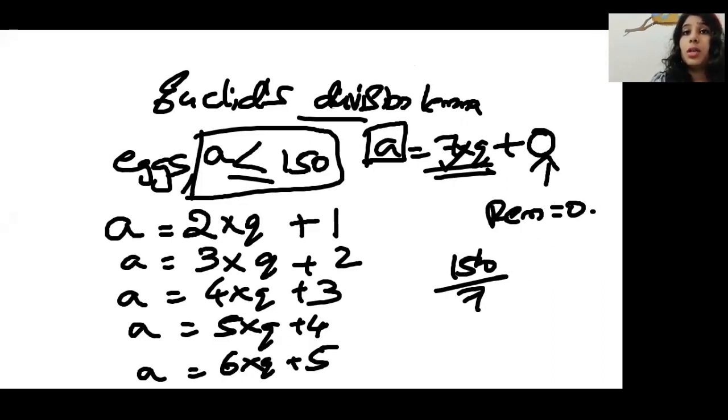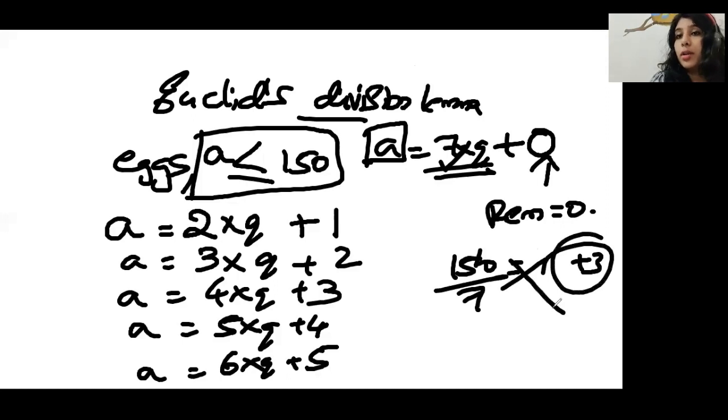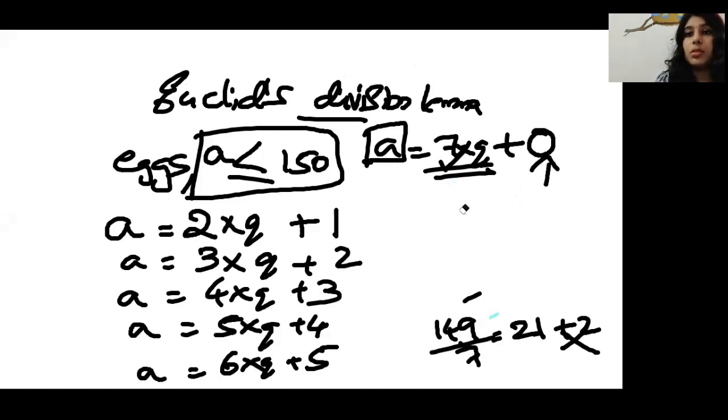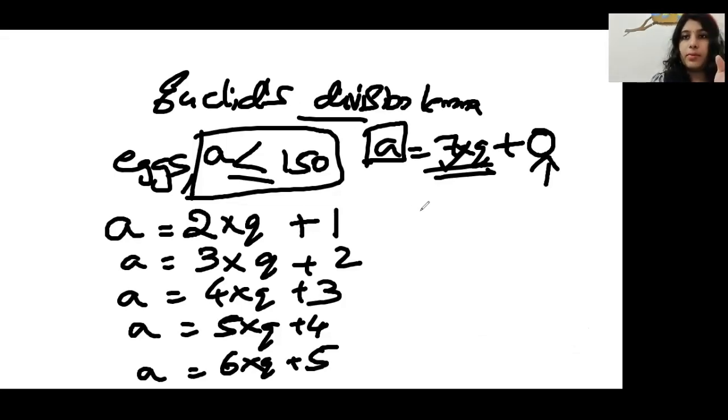150, if I am dividing with 7, what will happen? Plus 3 only, the remainder is 3. So we cannot deal with that. So we will take 149 and check. 149, if I am taking, what will happen? 2, then 1, but again 2 is remaining. I cannot take it. So we have to go on with several numbers and find the value. For the calculation purpose, I'm rubbing this. Okay.